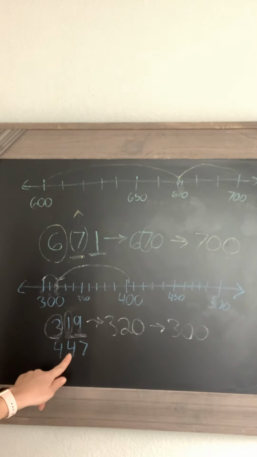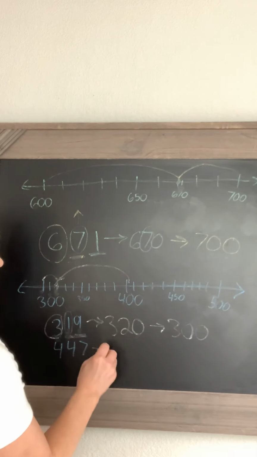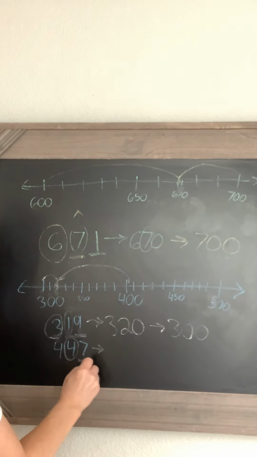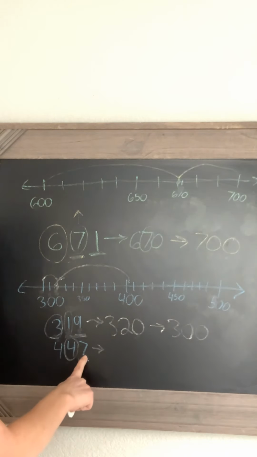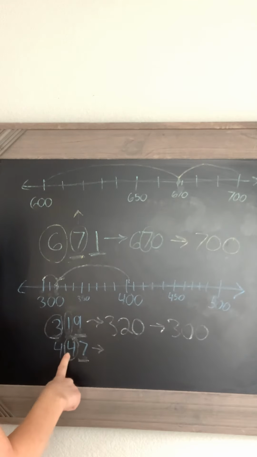Okay? Next one, 447. First, we're going to round to the nearest 10. Circle my tens place, look next door. I have a 7. So am I going to raise the score or let it rest? I'm going to raise the score. So this 4, I'm going to raise the score. What comes after 4? 5.